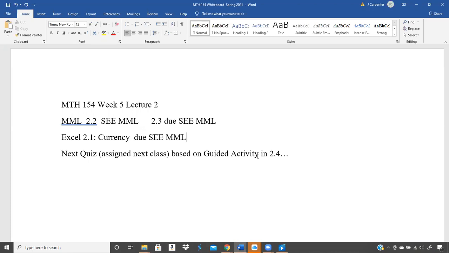Excel 2.1 currency is the only Excel file on the horizon at the moment. It's possible that you're still working on BMI, but you've seen that due date in the previous lectures as well as in My Math Lab.